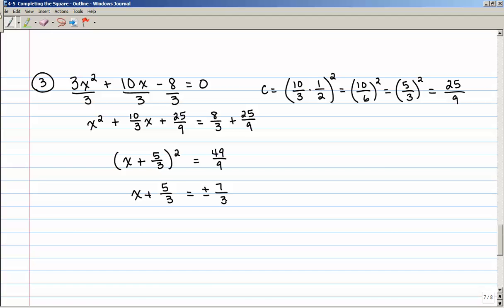It's not that bad. Now, subtracting 5/3 from both sides. Or actually, maybe let me write that out as two equations. I like that a little better. So x plus 5/3 equals a positive 7/3. And don't freak out. It's got the same denominator. It's not that bad. x plus 5/3 equals a negative 7/3. So x is equal to 2/3.